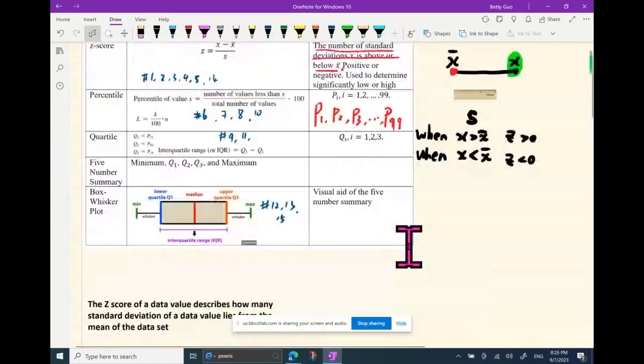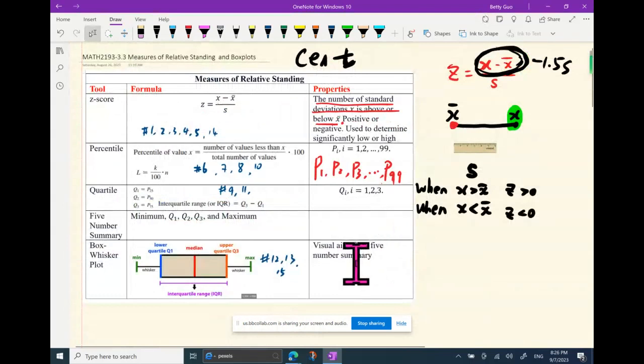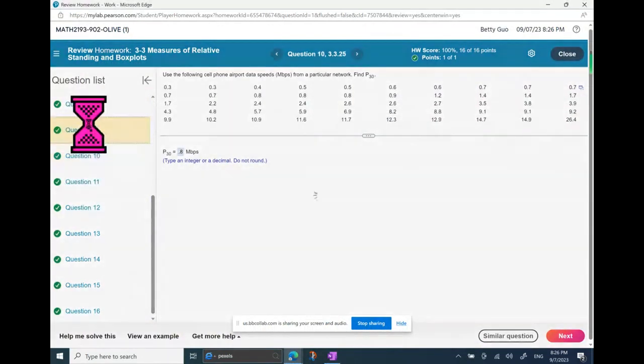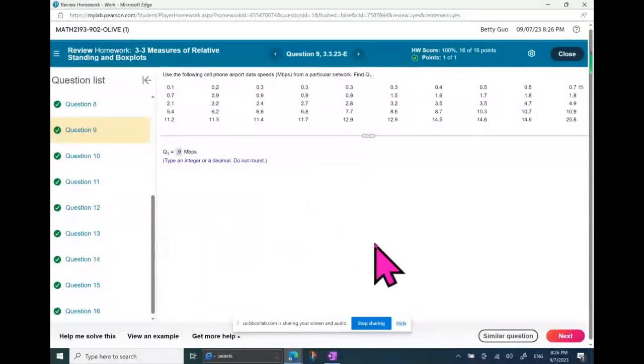Let's find the questions to practice. Number 9 and number 11. Number 9. How many numbers here? 1, 2, 3, 4, 5, 6, 7, 8, 9, 10. 50 values. That means if we find the 25th value, it's here.